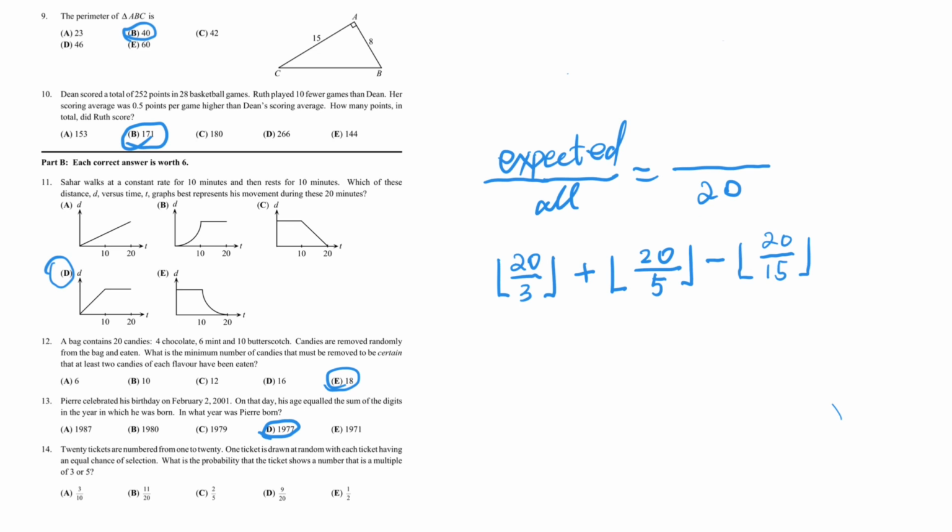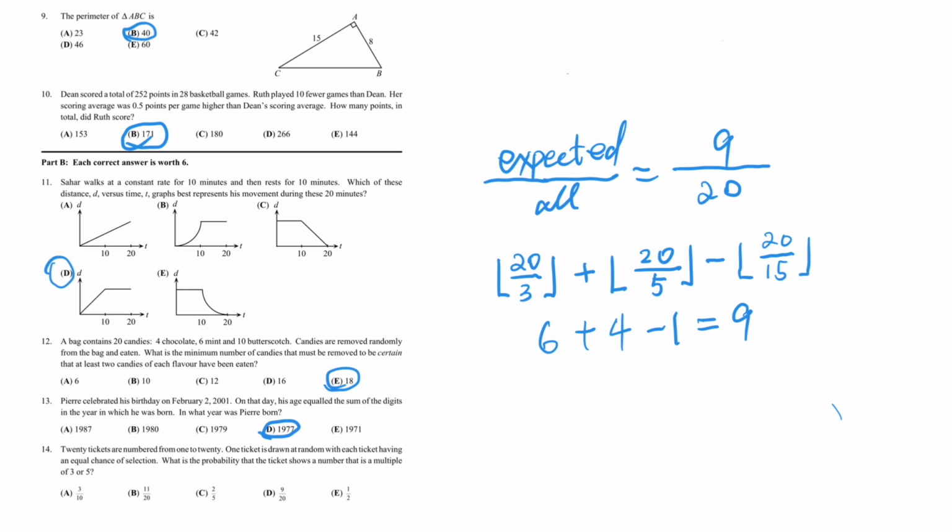20 over 3, that's the floor, is 6. And 20 over 5, that's 4. 20 over 15, that's 1. That total is 9. So expected is 9.